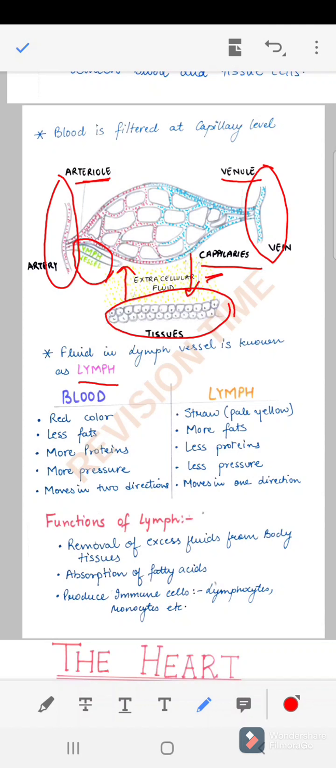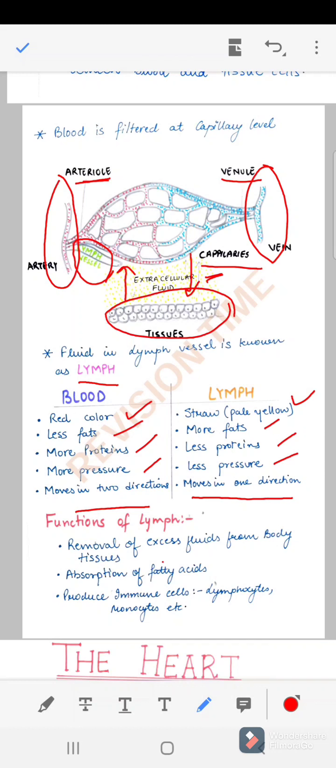So now what is the difference between blood and lymph? Blood is red in color, whereas lymph is straw in color, that is pale yellow color. Blood has less fats and more proteins, whereas lymph has more fats and less proteins. Blood has more pressure and lymph has less pressure. Blood moves in two directions, whereas lymph moves in one direction, that is it is unidirectional.